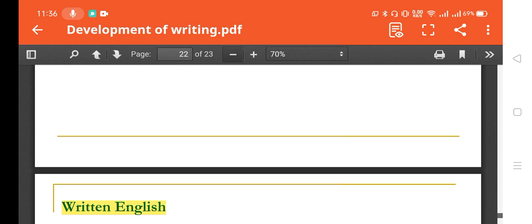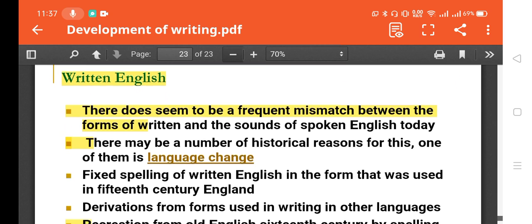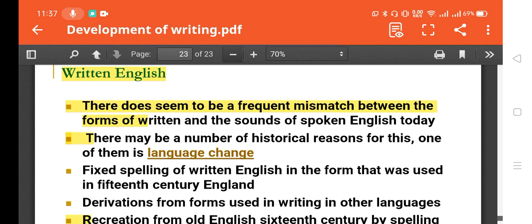And now we'll come to written English. There does not seem to be a frequent mismatch between the form of written and sounds of spoken English today. There may be a number of historical reasons for this, and one of them is language change.